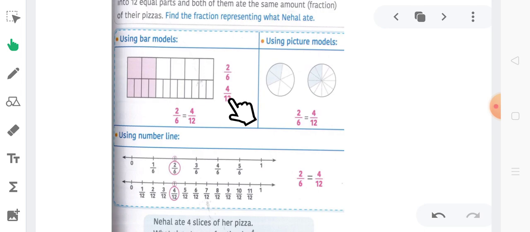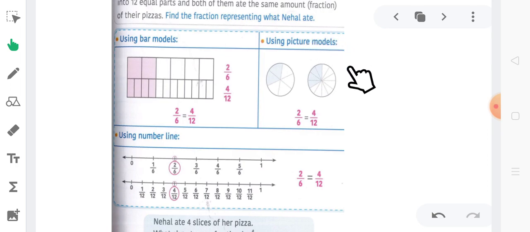Then for the second, I'm going to discover how many parts the other girl ate. So 2/6, and I don't know, it's out of 12. So what happened? 6 times what number gives me 12? Times 2, up and down. 6 times 2 equals 12, 2 times 2 equals 4. So it's 4/12. I discovered it's 4/12.